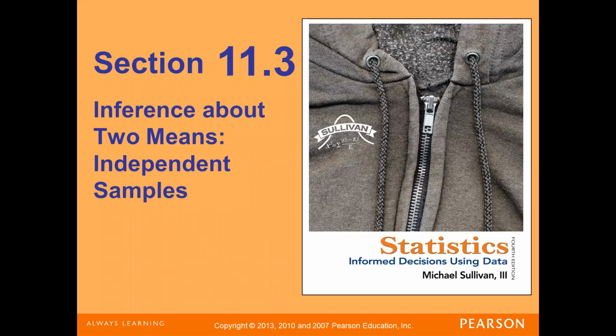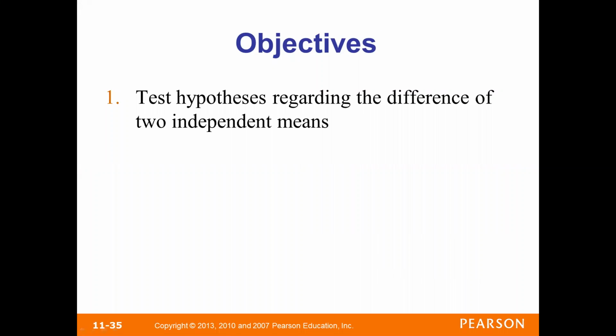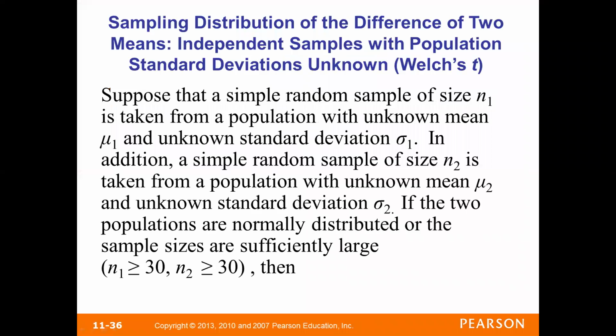Now we're going to talk about what happens if I'm taking samples from two different populations and they are not related to each other, or they are independent of each other. So what we need to talk about in this section is how to test a hypothesis regarding the difference of two independent means. And for that, we're going to use what's called Welch's t-distribution.